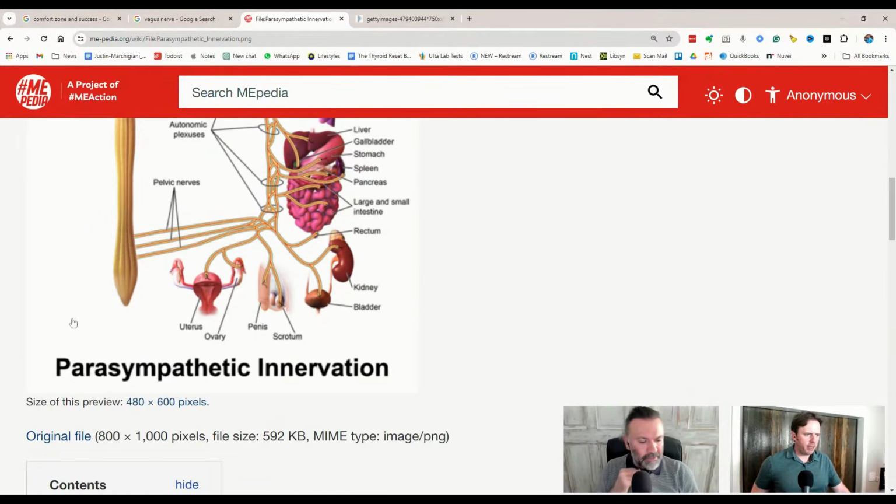And trigger the parasympathetic vagus nerve. Innervation is very important for rest, digest, and recover. So yes, you talked about cold.